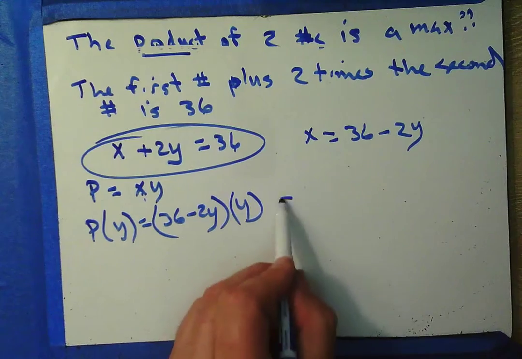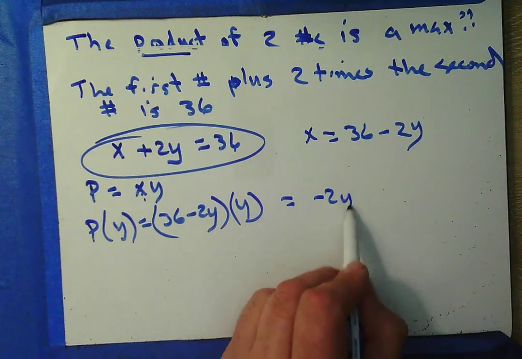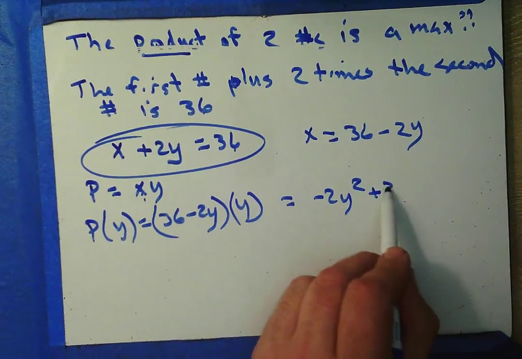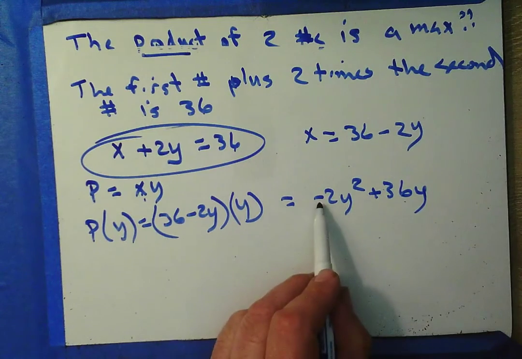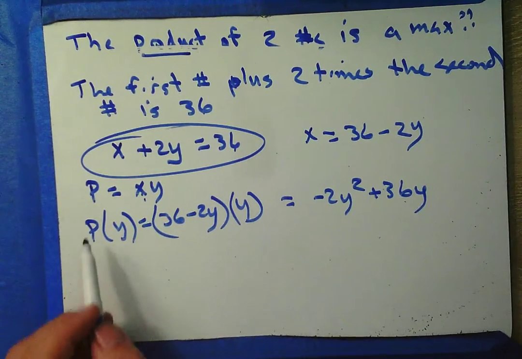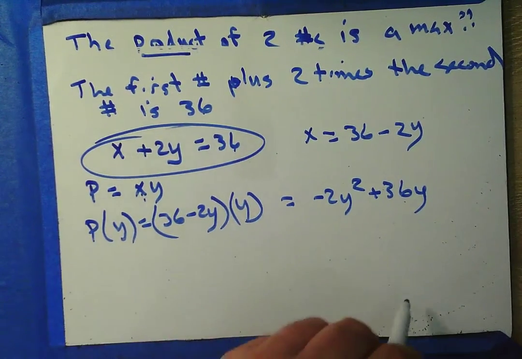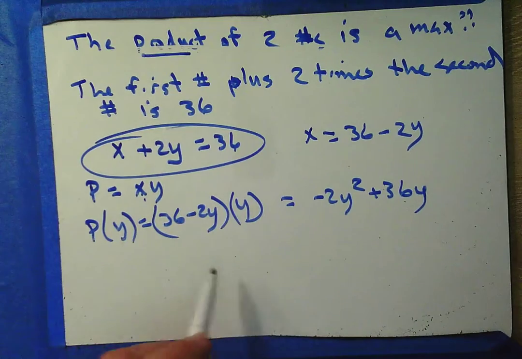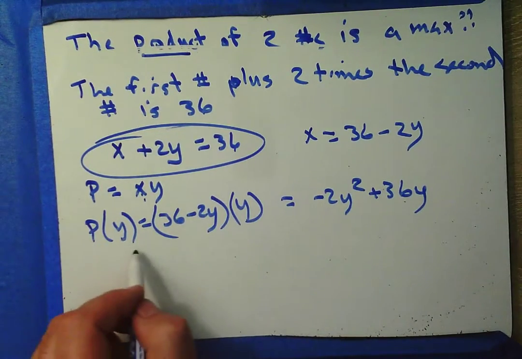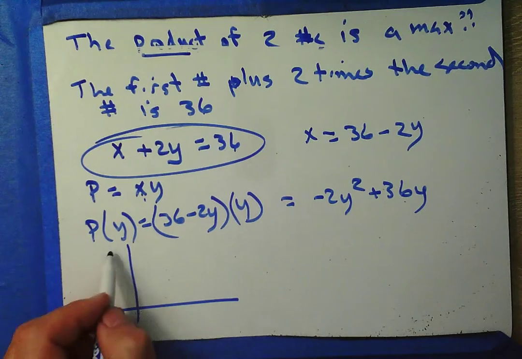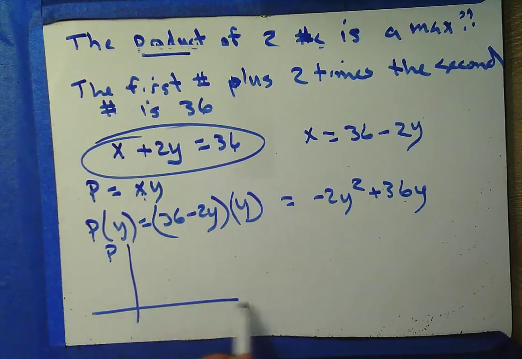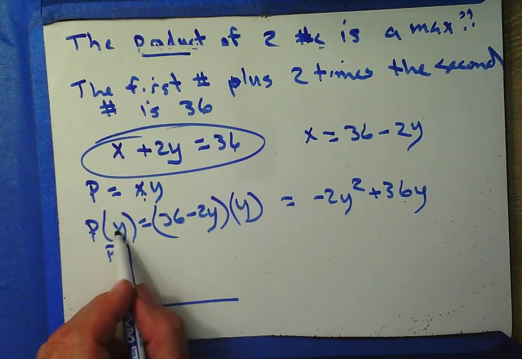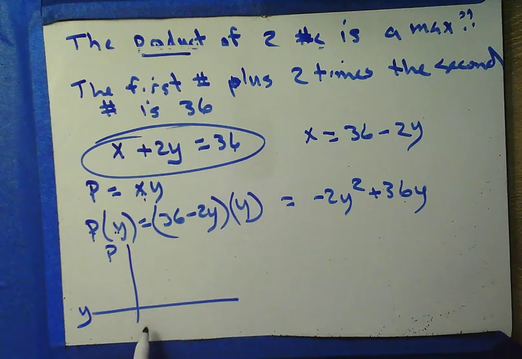And what do I have here if I distribute? Negative 2y squared plus 36y. Another downturn parabola, which will have a maximum on it. That vertex is going to be a maximum. And if I think about it graphically, here's my product. Now this isn't the x-axis anymore. Product is a function of y's. And I've got y-intercepts at 0.